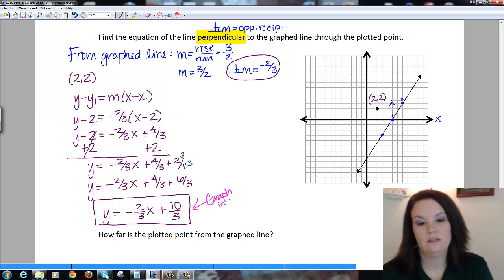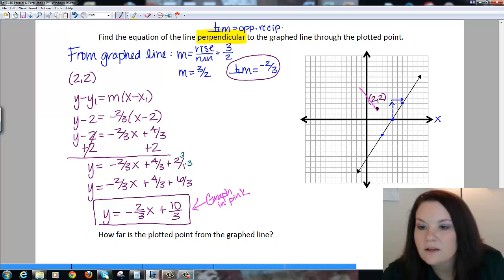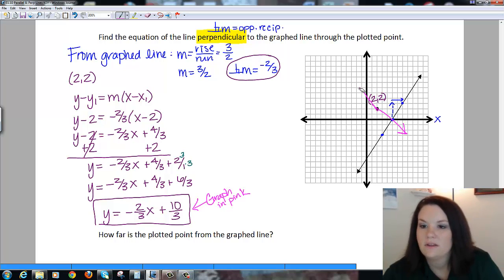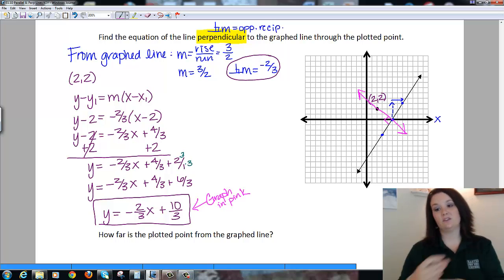Graph in pink. So notice, if I wanted to have the line that goes... whoops, I didn't draw that very well. But this is the line that is perpendicular to my graphed line and goes through the point (2, 2). Okay, so notice these lines cross at a 90-degree angle.